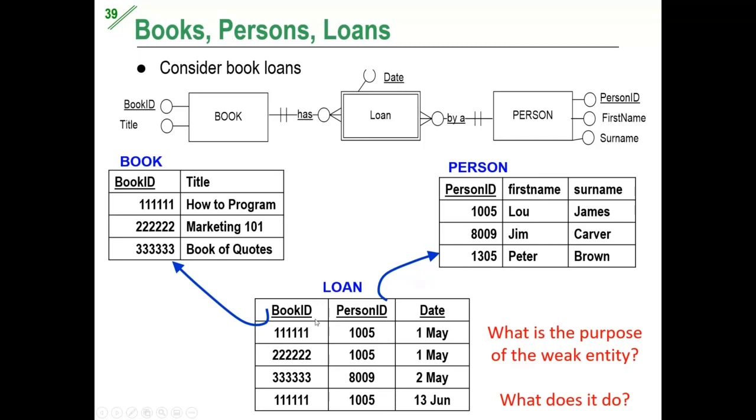So in this case, the primary key is a combination of three columns: book ID, person ID, plus the date. So what is the purpose of this loan weak entity? To allocate patrons to each borrowed book. That's the main purpose. So from the library perspective, what is the most important entity in this case? I would say the loan.